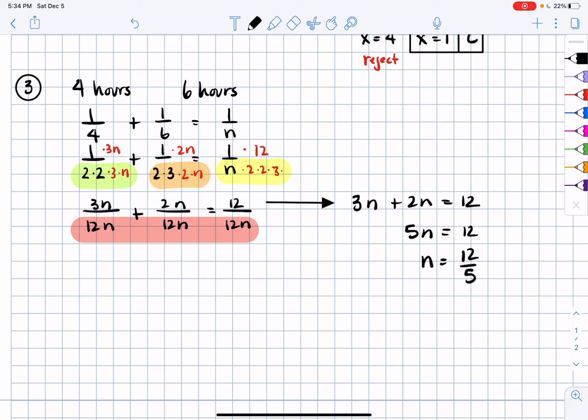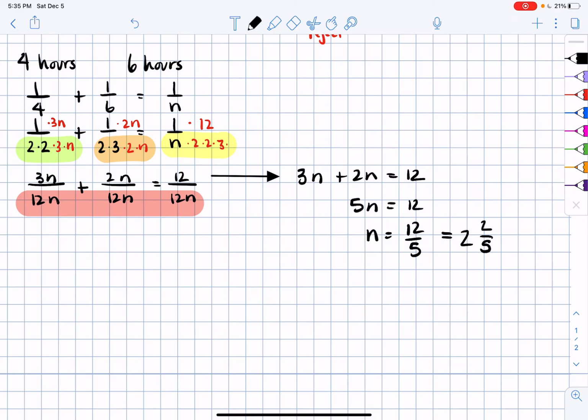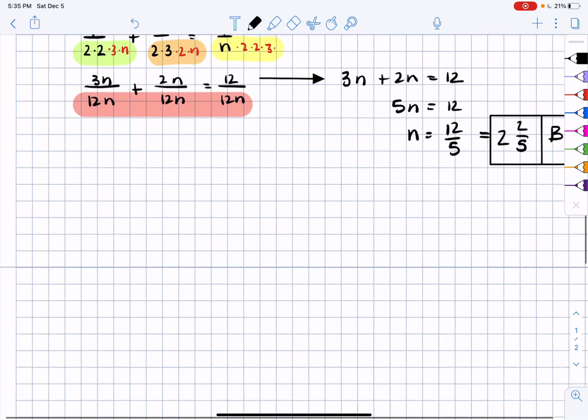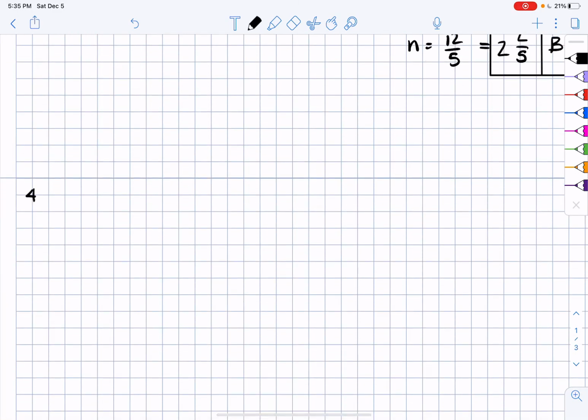And if I did 12 over 5, that's going to give me 2 2/5 hour. So that is going to give me choice B. All right, there we go. All right, back to the next page, number 4.